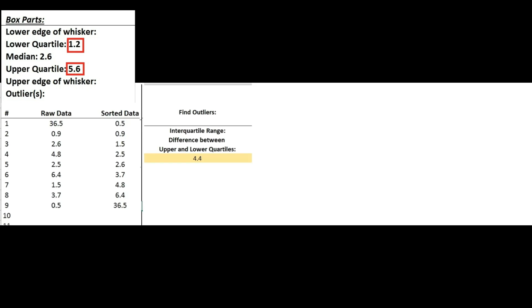How do we do it? Well, the formula is to multiply 4.4 times 1.5. So 4.4 times 1.5 is 6.6. Okay? Now, the next step, now hang in there with me. We take our lower quartile, which is 1.2, and subtract the interquartile range times 1.5, that 6.6 that we just figured out. So 1.2, our lower quartile, minus 6.6, the interquartile range times 1.5 equals negative 5.4.